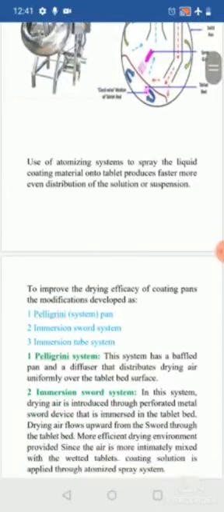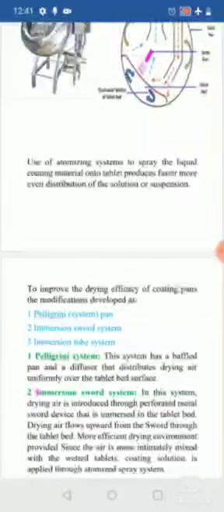So when coming to the first, that is the Pellegrini. In this system it has a baffled pan and a diffuser, which distributes the drying air uniformly over the tablet bed surface. It contains the baffle, a small metal piece fitted in the center, which easily rotates the tablets in all directions.